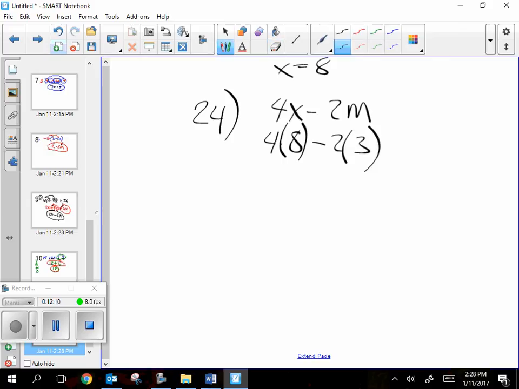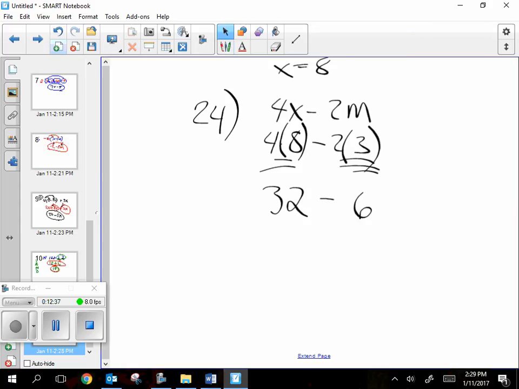Now, can I just do it in any order I want? No. Can I just go from left to right? No. You've got to do multiplies and divides before adds and subtracts. So this has to be first, this has to be second, and then you can subtract them. So what is 8 times 4? 32. What is 2 times 3? 6. Now, only now, after I've got all the multiplies done, can I go back and subtract. All right, from there, you should be able to handle it.